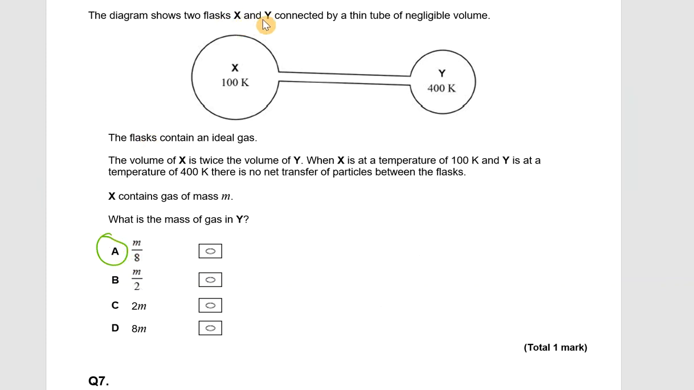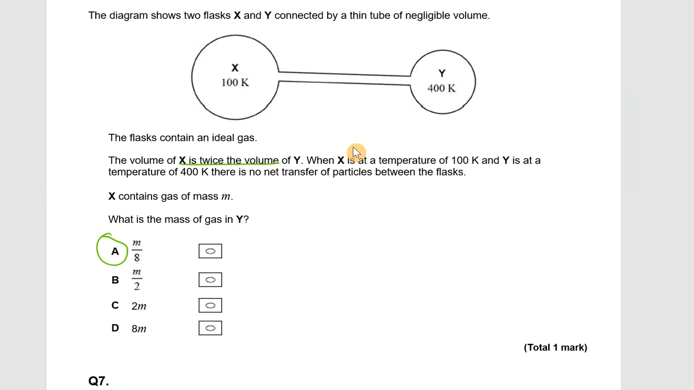So the diagram shows two flasks X and Y connected by a thin tube of negligible volume. The flasks contain an ideal gas. The volume of X is twice the volume of Y, and when X is at a temperature of 100 Kelvin and Y is at a temperature of 400 Kelvin, there is no net transfer of particles between the flasks. X contains gas of mass M. What is the mass of gas in Y?